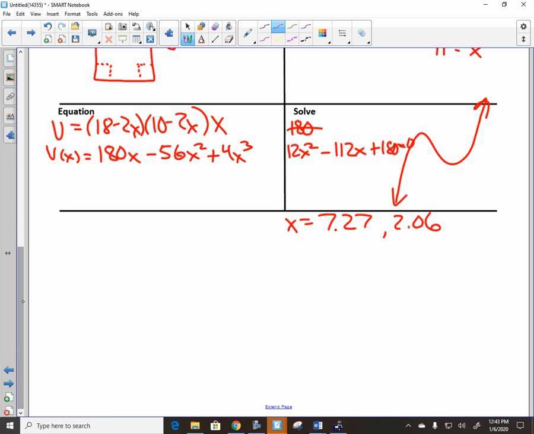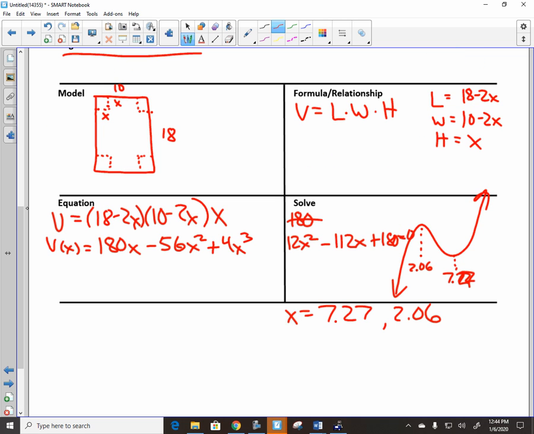2.06, and then this would be 7.27, right? These are x values. So you want the 2.06. Think about it, folks. If you plugged it back in, could you cut off 7.27 from each side? No. You'd be cutting off more than 14. You've only got 10 to work with. Can you cut off 2.06 from both sides?